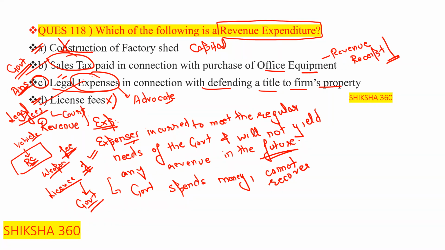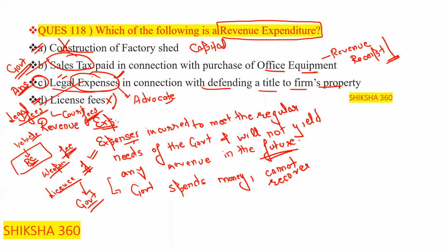Legal fees we refer to as court fees, like for registering any case in the court, that is legal fees, clear. Here it is legal expenses, which are expenses paid to the advocate, clear, not legal fees, clear. So please remember all these points.